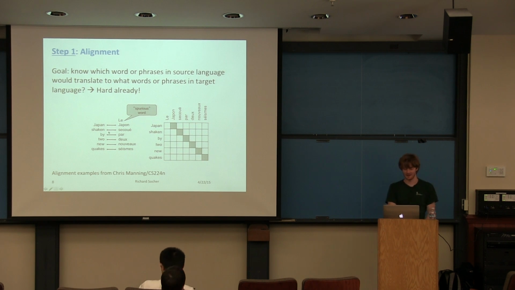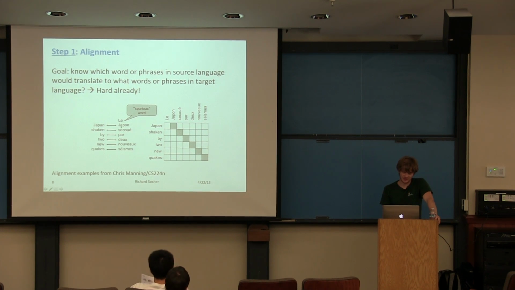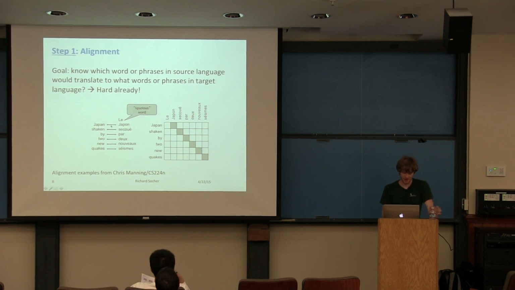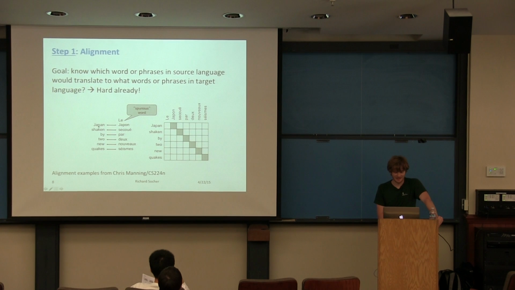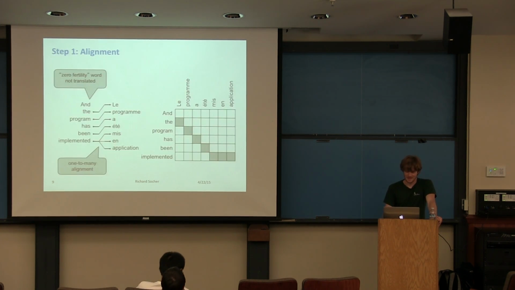So the first thing is here, English is on the left side, and French is on the right side. In the sentence "Japan shaken by two new quakes," Japan translates into "Le Japon." And so we have here a spurious word that doesn't have a translation. Now the alignment model has to figure out when to potentially ignore the fact that there's another word in the other language, and there's some uncertainty around that.